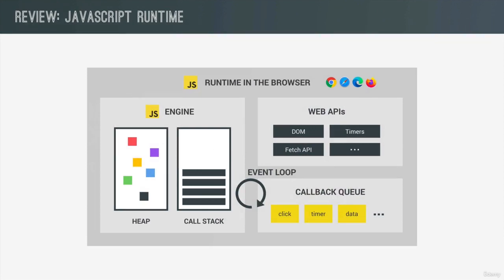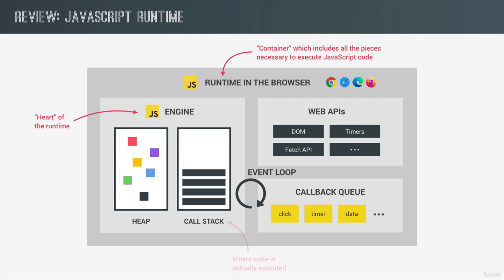And to start, let's quickly review the JavaScript runtime that we talked about way back in the course, just to make sure that the rest of this lecture will make sense to you. So a JavaScript runtime is basically a container which includes all the different pieces that are necessary to execute JavaScript code. Now, the heart of every JavaScript runtime is the engine. So this is where code is actually executed and where objects are stored in memory. So these two things happen in the call stack and in the heap.